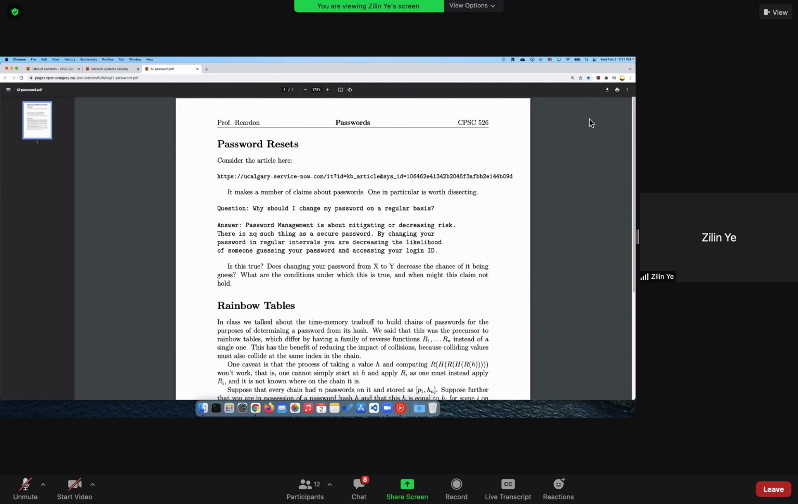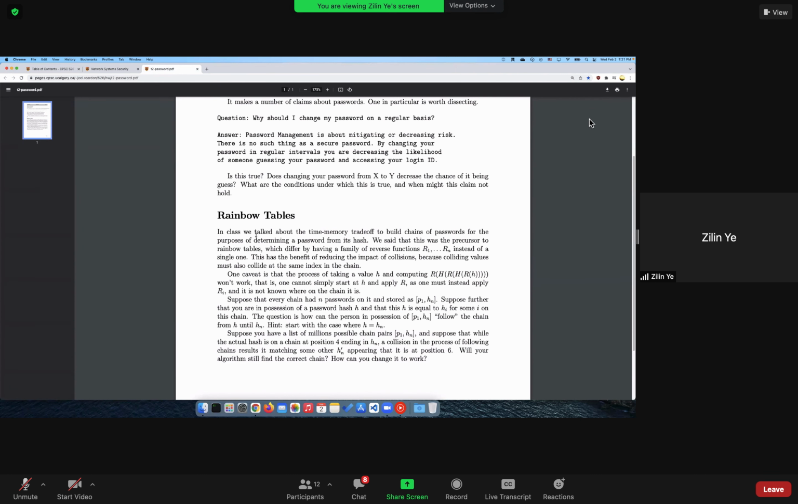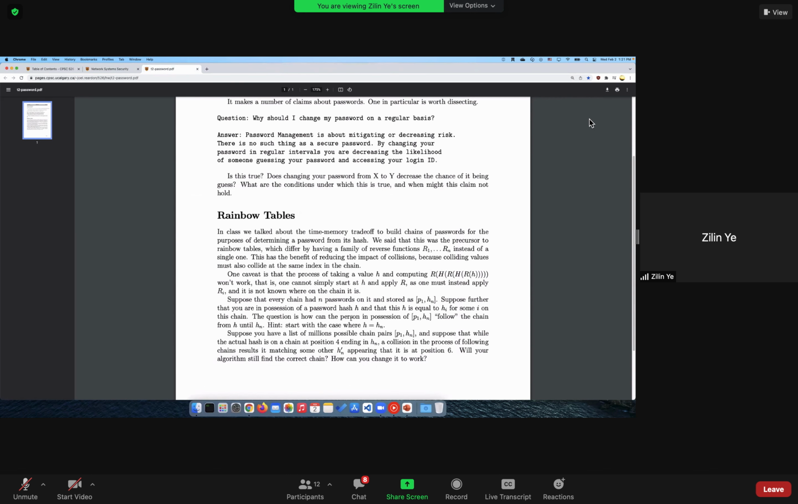Okay, so that is all we need to talk about for password resets. And for the next topic, which is rainbow tables, I think the description about rainbow tables is way too abstract and is very hard for me to demonstrate what the ideas behind it are. So instead of using those questions, I have created PowerPoint slides that give you a better understanding of how rainbow tables work and how you can use them. And I also have the same type of questions, but with an example.